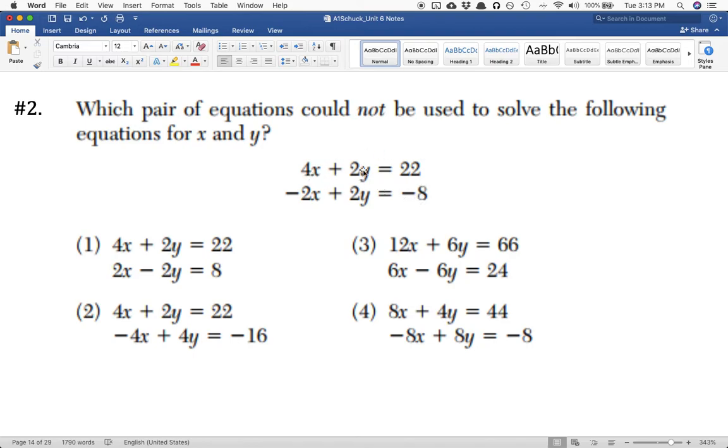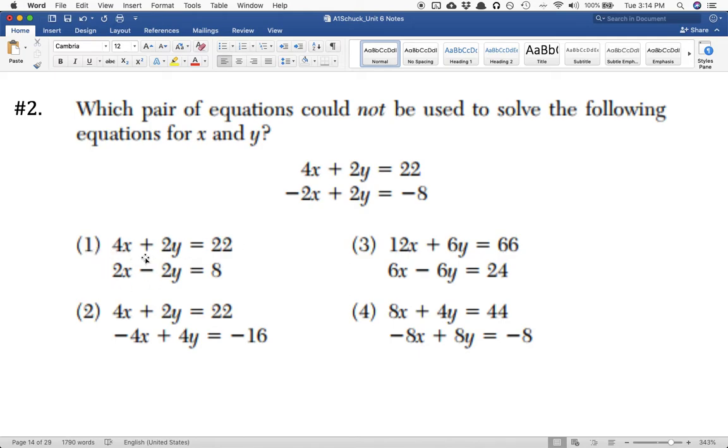Now in this, we're not quite ready to set up, but I could see maybe I multiply the bottom one by 2, so I end up with positive 4 and negative 4. Or maybe I multiply by negative 1 to either of these, so I end up with a negative 2 to a positive 2, or a positive 2 to a negative 2. Just getting ready to eliminate, right? And what they're doing in these over here is they're just showing different things you could multiply by, and it's just saying which one could not be used to solve the following. So it's like, which one of these is wrong?